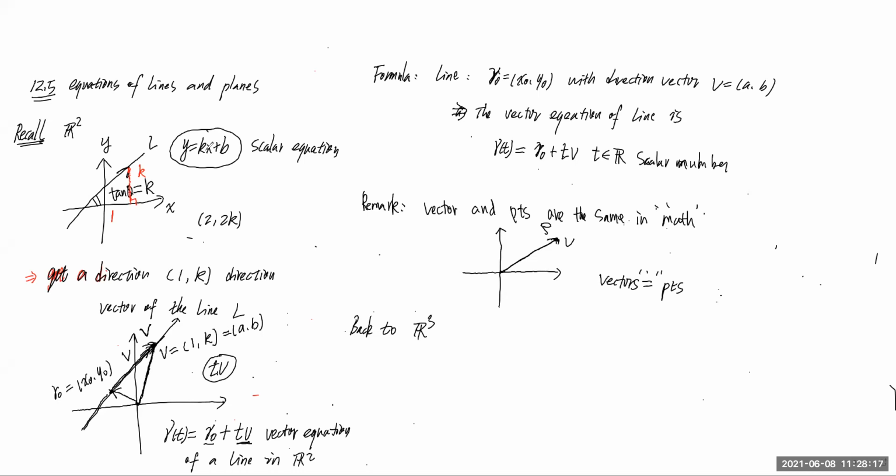In R3, we generalize the vector equation for the line. Still we have a line. This is X, this is Y, this is Z. So let me first draw a line. Okay, here is a line.